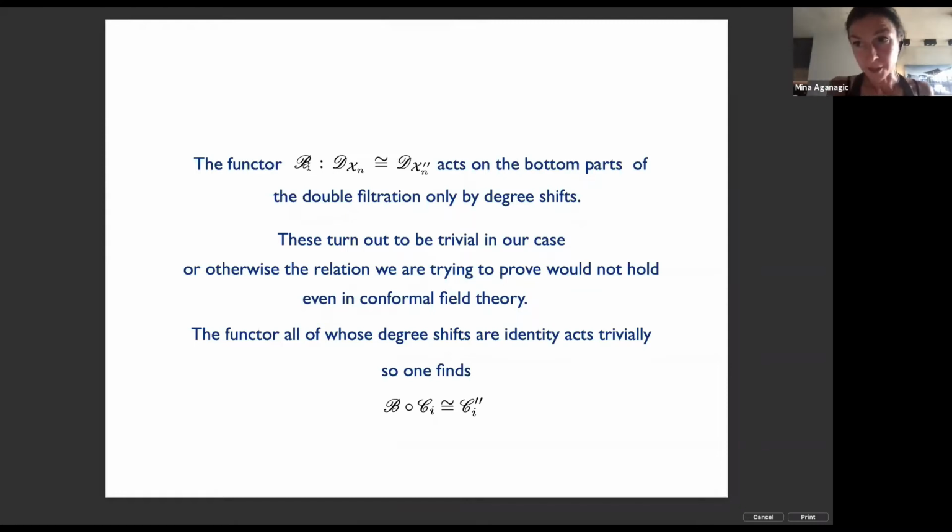The braiding functor acts on the bottom parts of these double filtrations only by degree shifts. These are trivial in our case, because if they weren't, the relations we are trying to prove wouldn't hold even in conformal field theory. So now the functor that acts only by degree shifts, all of which are trivial, is an identity functor. So one finds the equivalence of this. And others follow in a similar way.